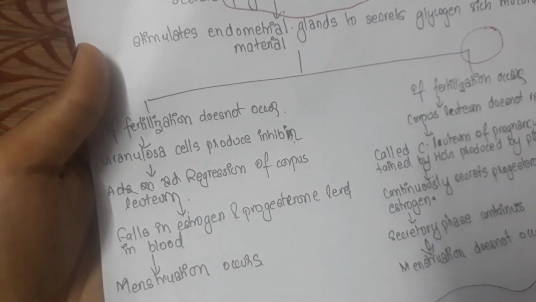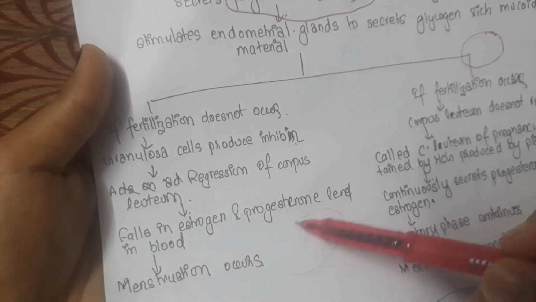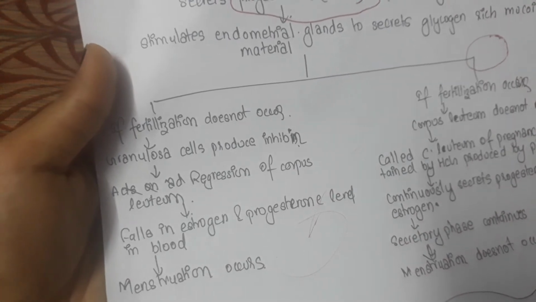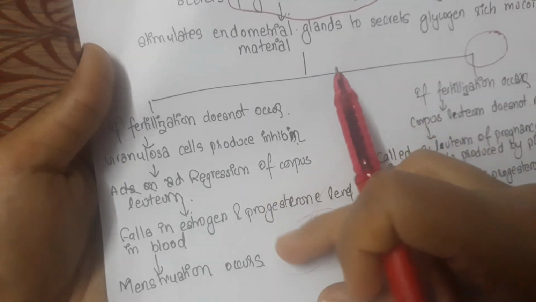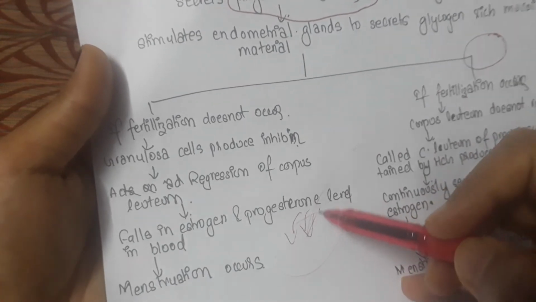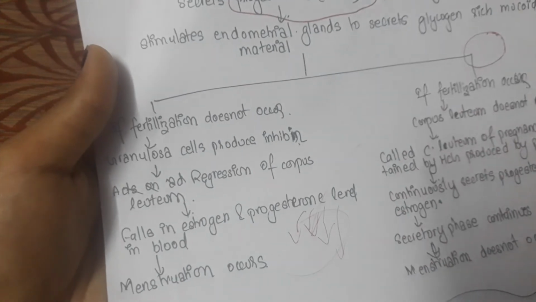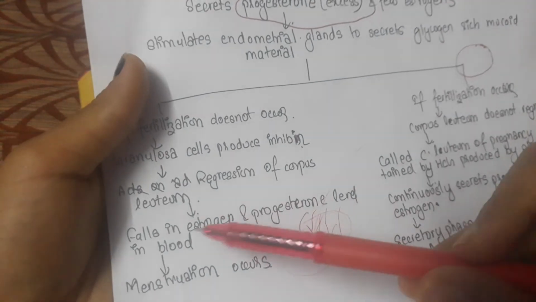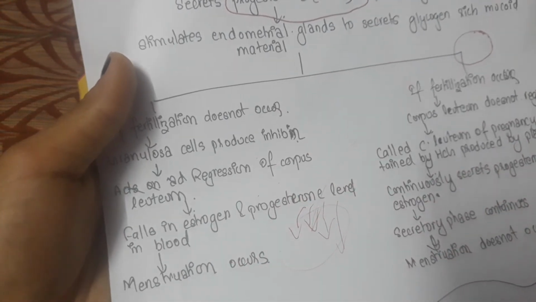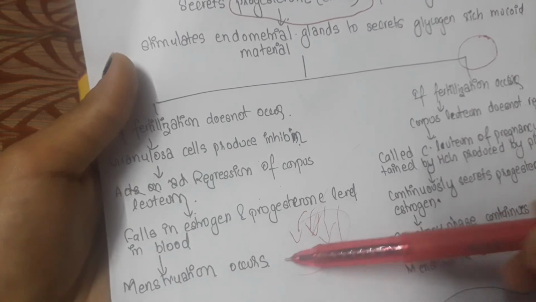Now when its level increases, menstruation does not occur, because it is preparing our body for implantation of the zygote. So it will not let the endometrium shed off. Rather, it will make the endometrium thick, more mucoid and more vascular, so that it is good for the zygote. So if fertilization does not occur, there is no estrogen and progesterone, and if there is no progesterone, the endometrium starts to shed off. There will be no more construction in the endometrium, and menstruation occurs.